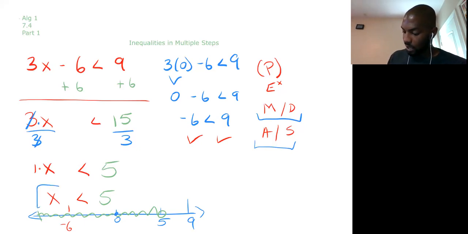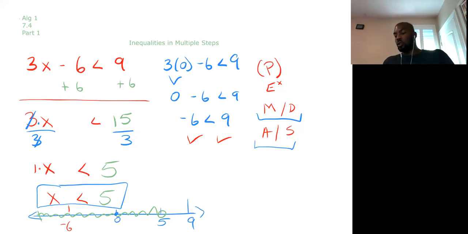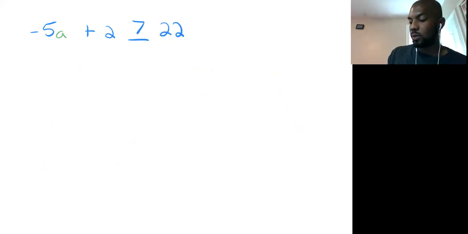X must be less than 5. Whatever you choose for x must be less than 5. And that's it. I have my solution and my graph. Let's try another one. Let's see. Negative 5 times a plus 2 is greater than or equal to 22.